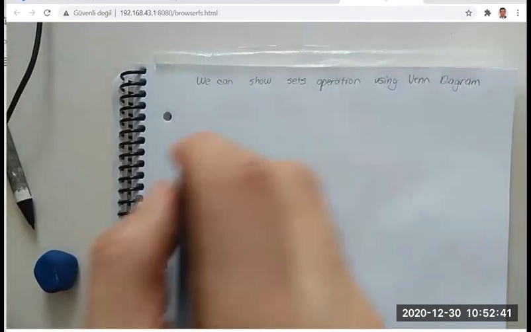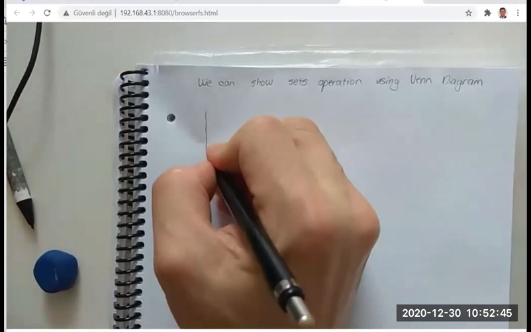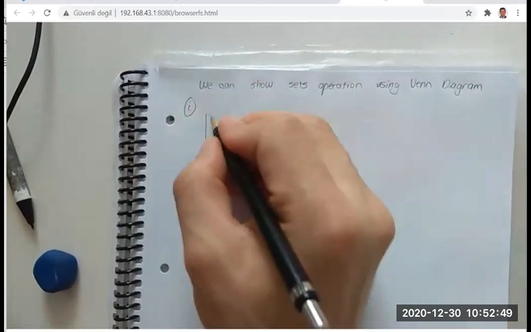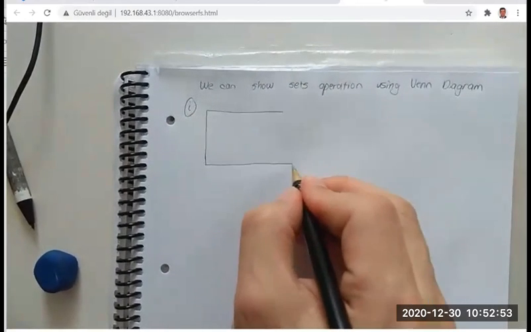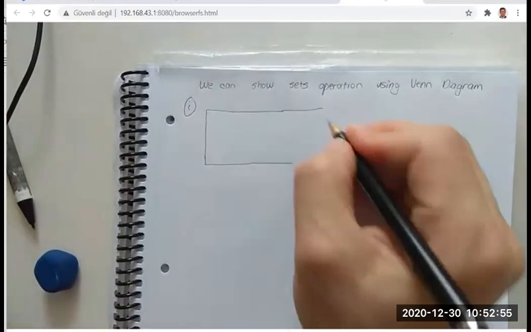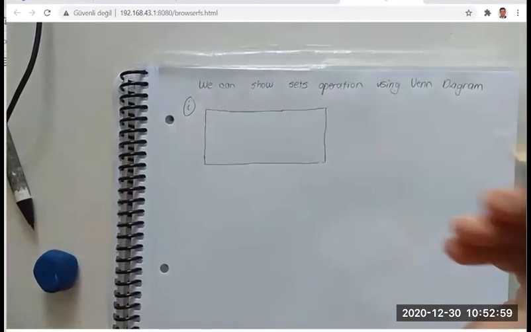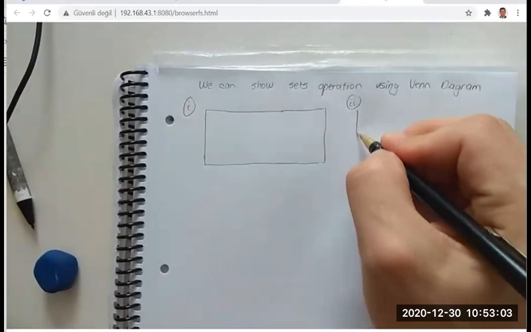So it is like there is the universal set, the first one. I'm sorry, universal set. And here is case 2. Again, universal set.